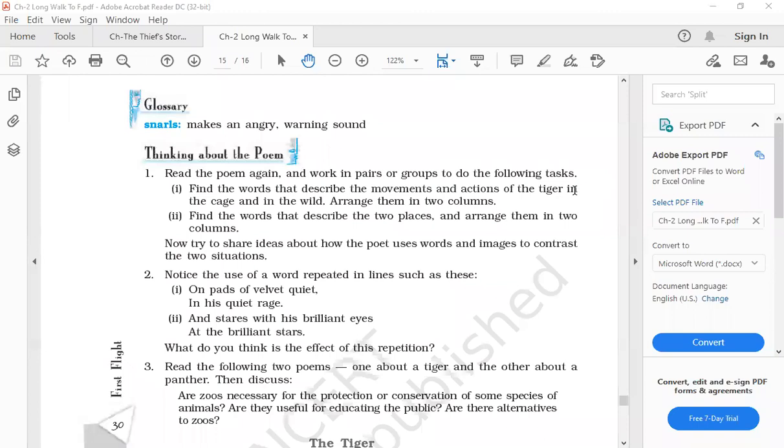Because in zoos the animals are kept in cages, whereas in biospheres they are not caged. They are allowed to move freely. They are even provided with good care by the forest officials there. So yes, there is an alternative to zoos. Okay, thank you, Bhumi. Any other student who would like to add?